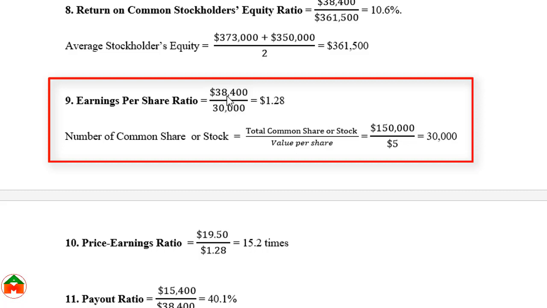Dividing the net income by the number of shares, the earning per share is 1.28. Here we don't need to calculate the weighted average number of common shares, because we calculate the weighted number of shares when there is an issue of additional shares in the middle of the year. But in this math, there is no additional issue of shares in this company.